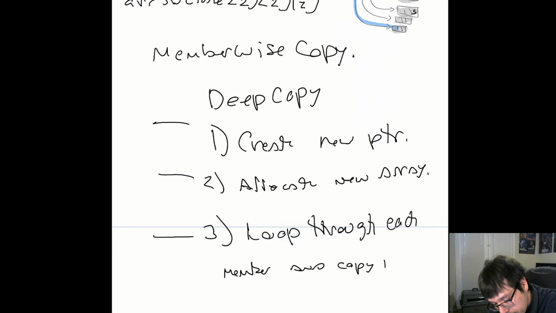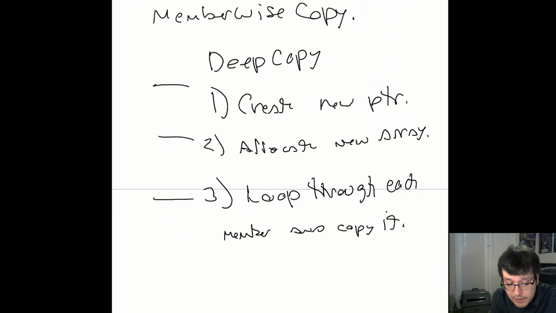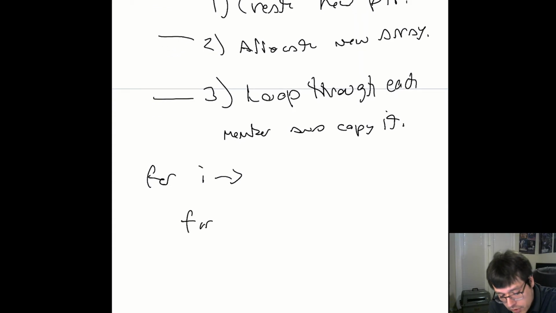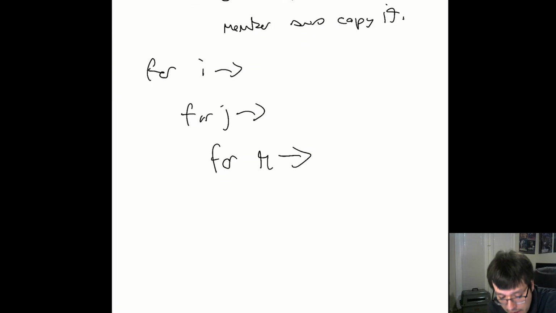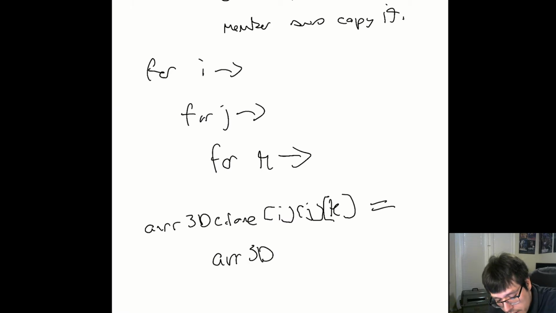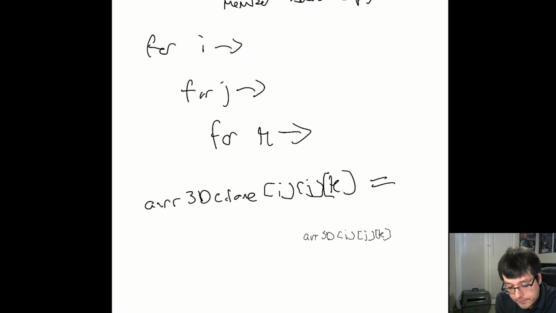And copy it. What this means is that I'm going to have to make 3 loops for the 3D array so that I have something like this. So I have for i equal to, up to the x dimension, and then for j, same thing, and then for k, same thing, and then finally here I'm going to have a line of code that is going to be something like AR 3D clone i j k is equal to AR 3D i j k. Okay?